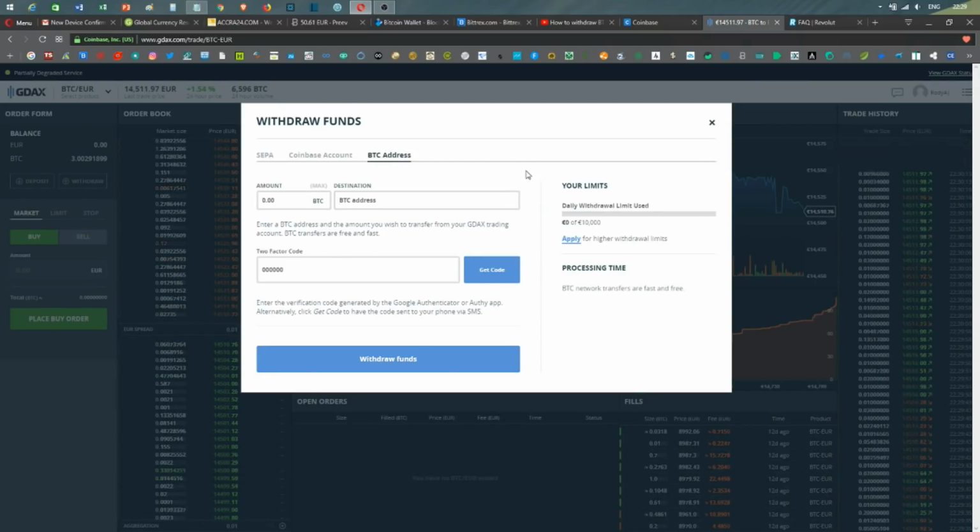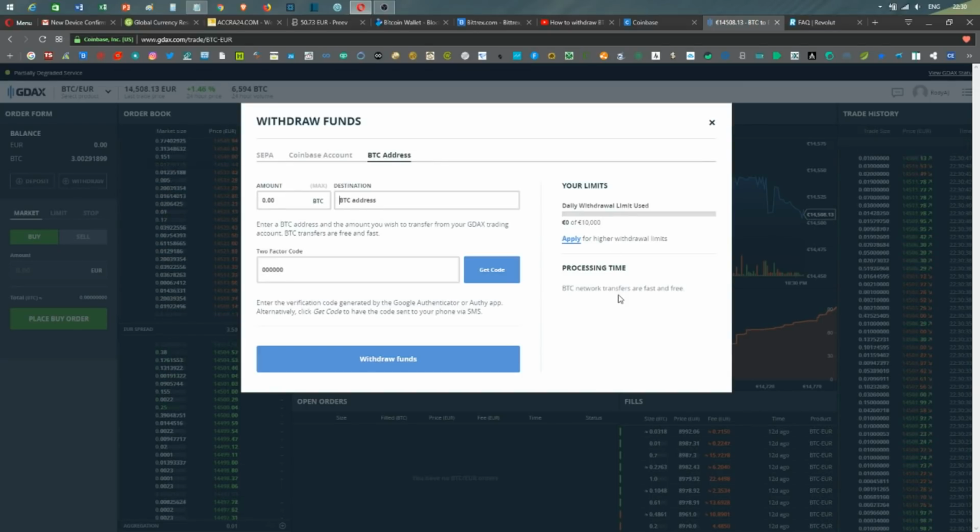What you need to know is there are limits here regarding withdrawal. For me particularly, my daily withdrawal limit used is $10,000. Of course, you can apply for a higher withdrawal if you prefer to have this. You can use the apply function. In some cases, there is a KYC level that you need to achieve before you can get higher limits. In other cases, there is a rate that you need to pay for that.